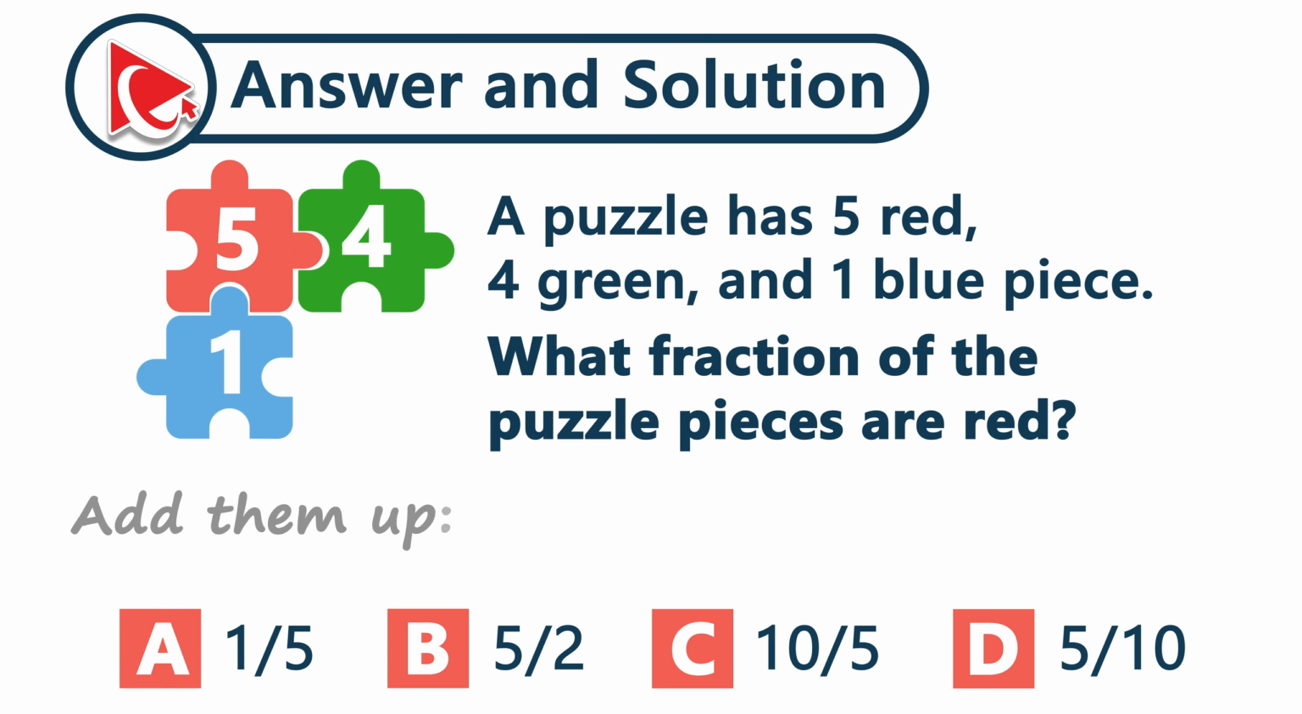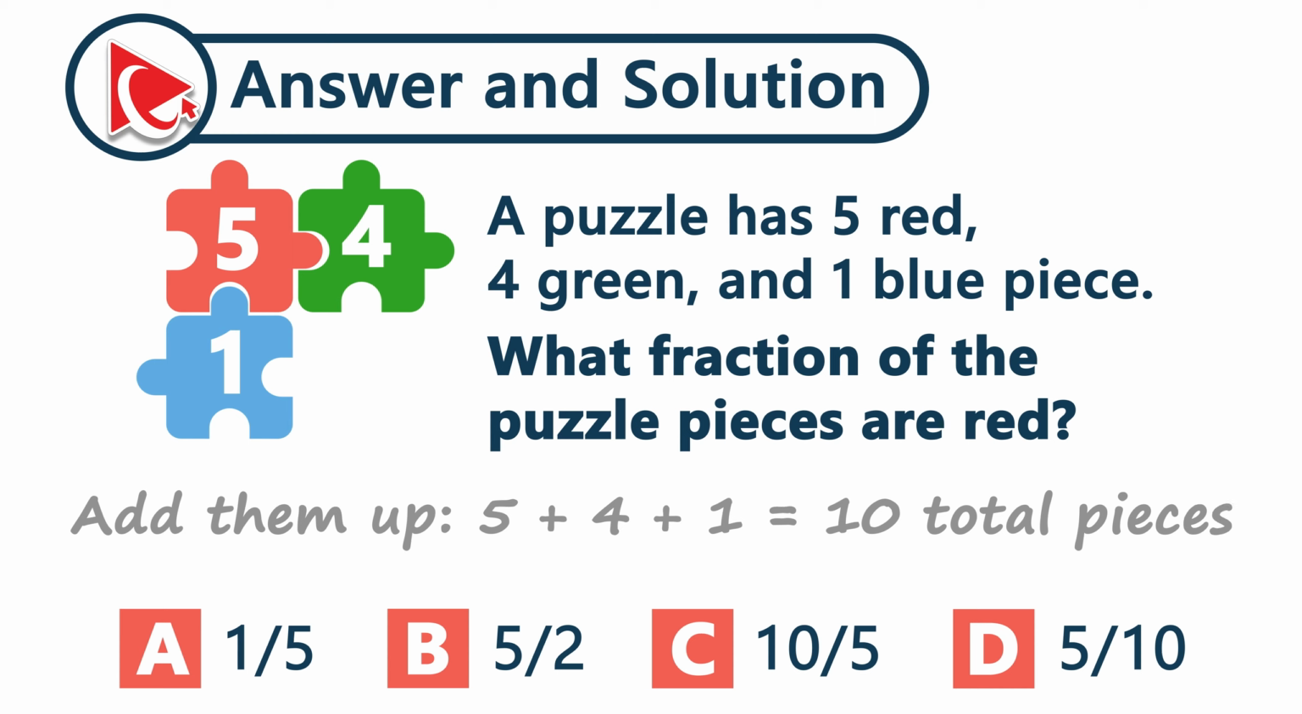Let's break it down. Add them up. 5 plus 4 plus 1 equals 10 total pieces. Now, just take the red ones. 5 out of 10. That's 5/10 of the puzzle. And the correct answer here is choice D.